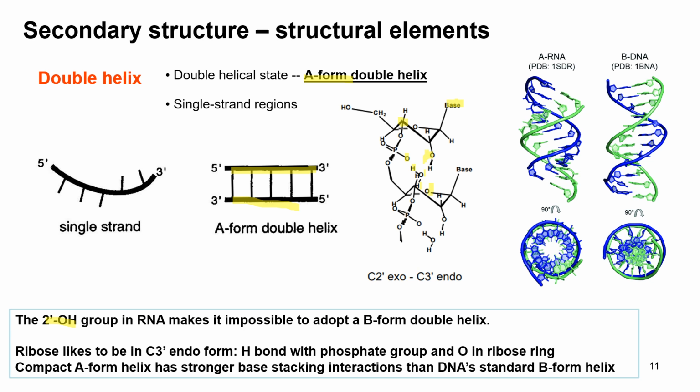Because RNA takes on the A-form helix structure, it has a wider helix radius than the B-form DNA, and it also has a shorter pitch of the helix, so a shorter distance to complete one turn around the helix. This means that neighboring bases are stacked closer together with stronger stabilizing interactions.